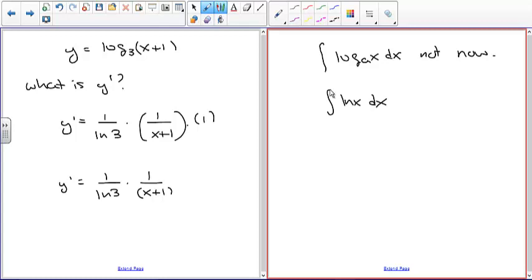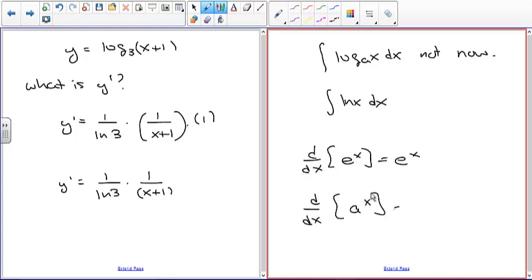So let's see, what else is there? Let's say, what is the derivative with respect to x? Well, we know what e to the x is, right? The derivative of e to the x is e to the x. So the question might be, what is the derivative of a to the x, where a is any base, not just 2.71828?